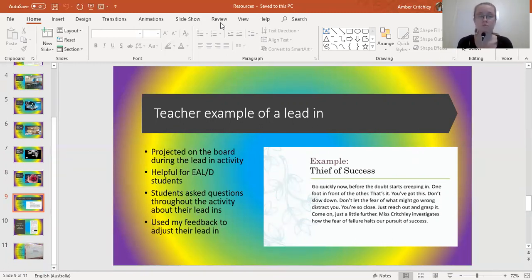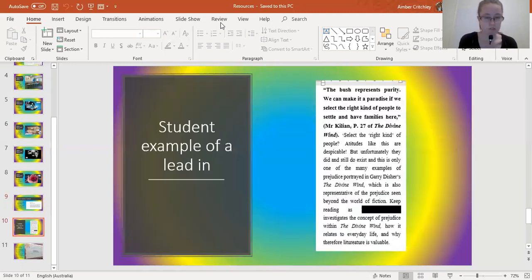So this example was projected on the board during the activity and was really helpful for students in the class for whom English was a second language. Students asked questions throughout the activity about their lead-ins and used my feedback about their language choices to alter theirs when necessary. They also used my feedback to make their lead-ins more engaging and attention-grabbing. The lead-ins that students created made it very clear that they had grasped the concept of a lead-in.